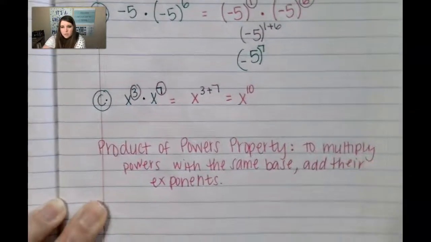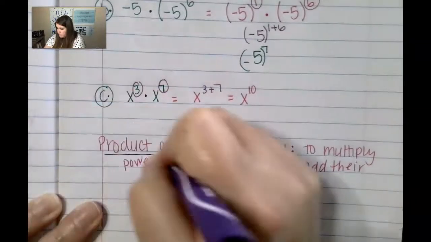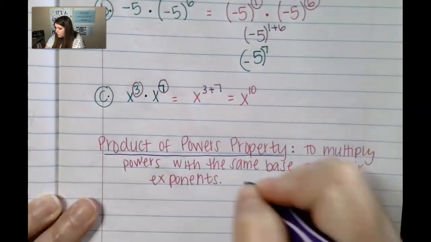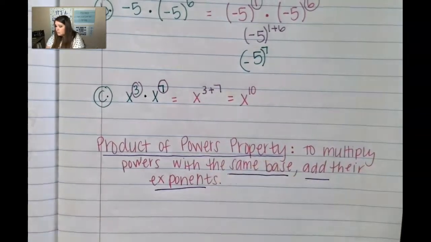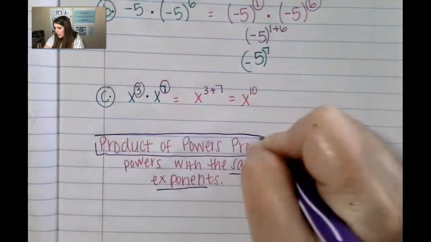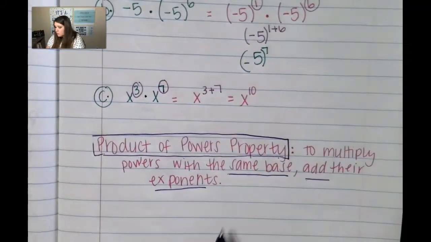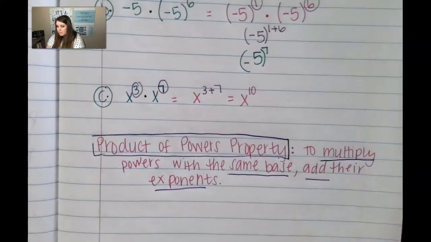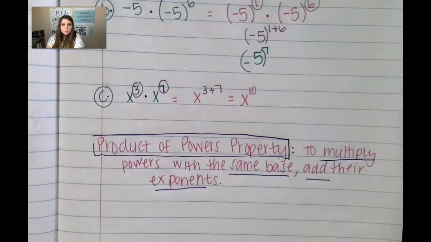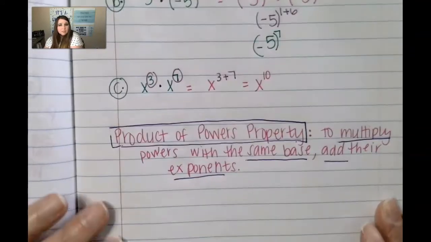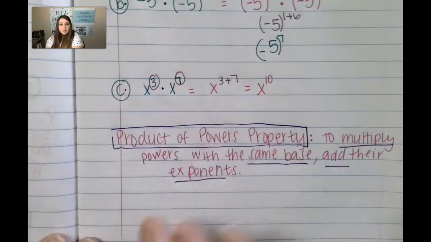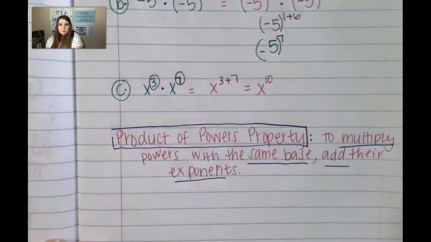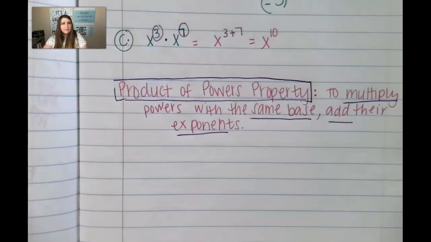Okay, so let's go ahead and look at the product of powers property. If they have the same base, we're going to add exponents. So product of powers says to add the exponents when you are multiplying the same base. So again, it's really important to look and see what the operation is in the middle of the two bases that are the same, because it's multiplication. We can just add up their exponents.